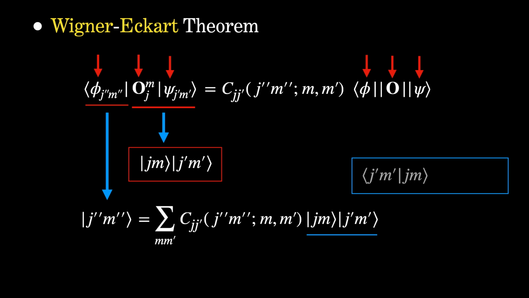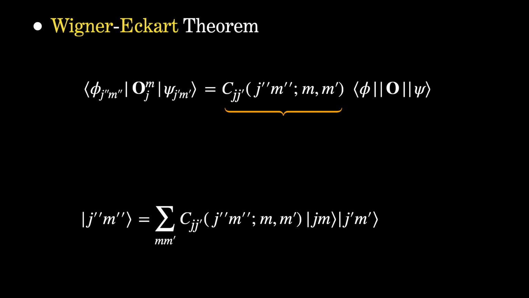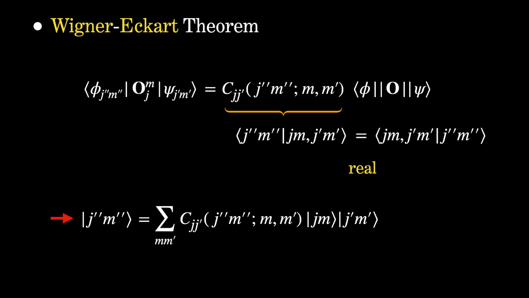Using the orthonormality of the angular momentum basis, it is therefore not surprising that the Clebsch-Gordan coefficient appears in the expression for the matrix element above. This coefficient is simply the inner product between |J' M'> and the product state |J m, J' M'>. In writing this, we have assumed these coefficients to be real. This is consistent with our convention in lecture 21.